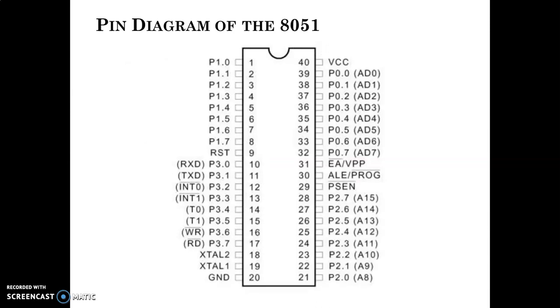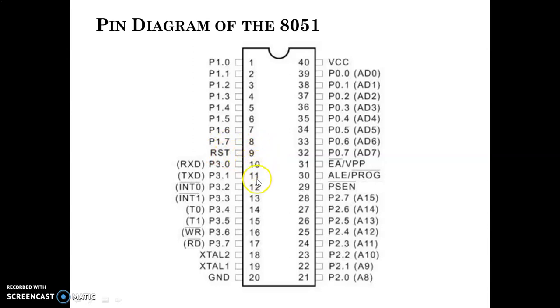Pin diagram of the 8051. You can see the pin diagram: 20 pins on one side, 20 pins on the other side, a total of 40 pins. Pins 1 to 8 are the port 1 pins, port 1.0 to port 1.7. Pin number 9 is the reset pin.